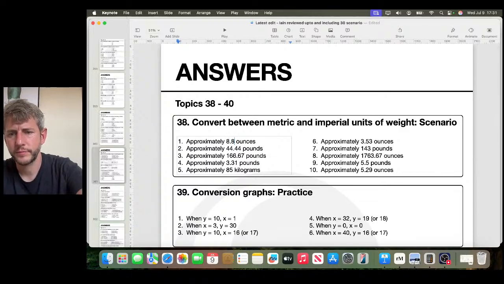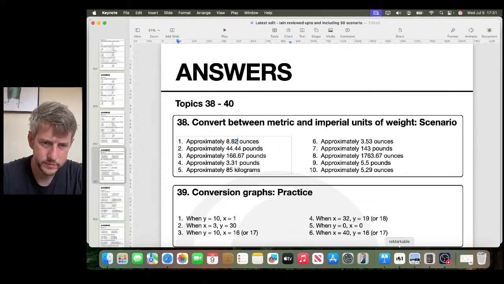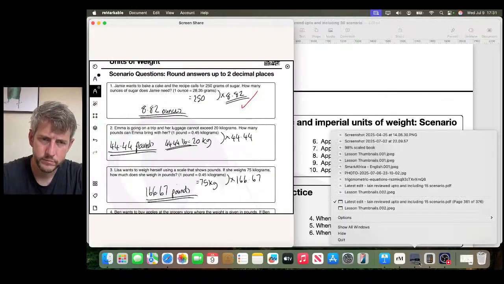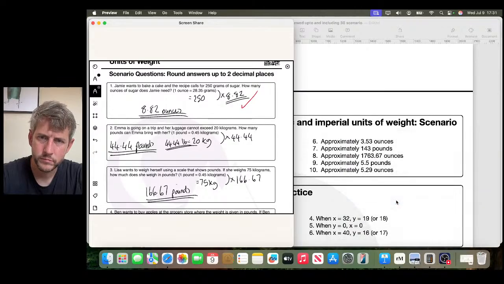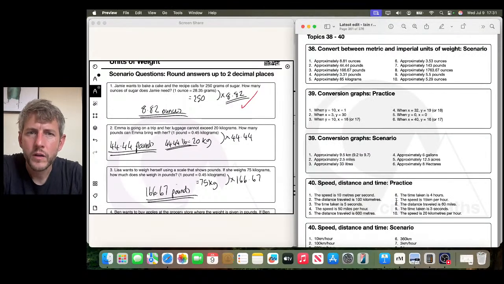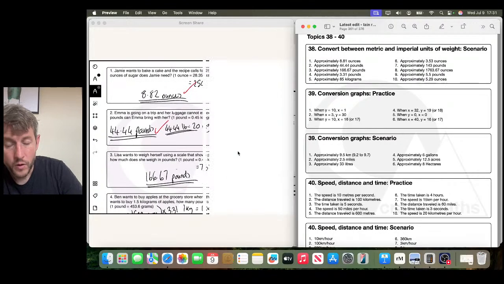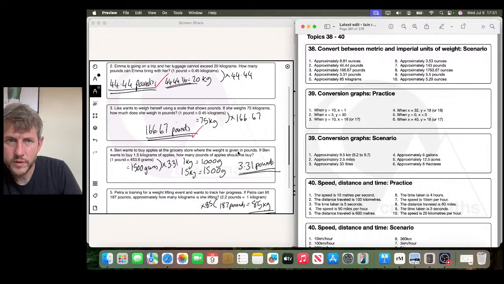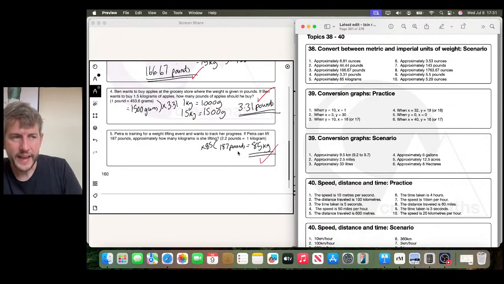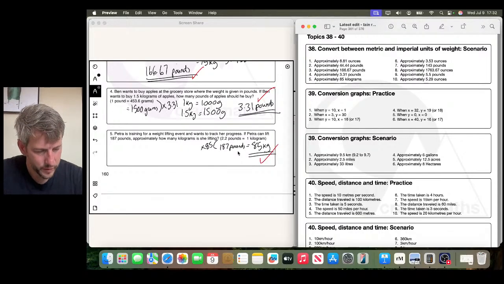Okay. But that is correct. Otherwise, okie dokie. Right, next one, 4.44. Yeah, that's correct. 166.67. Yeah, that's correct. 3.31. Yeah, that's correct. And 85, that is correct as well. Okay, right.